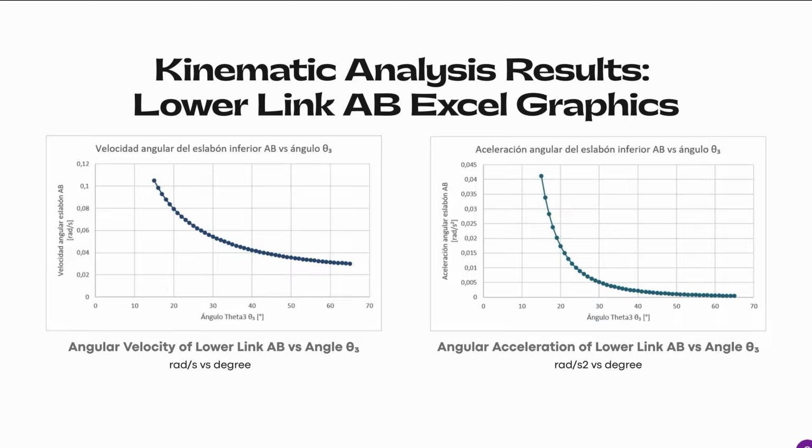On the left graph, we can observe the angular velocity of the link as a function of the angle theta3. The curve starts at its highest point at the lowest angle and decreases consistently as the angle increases. This tells us that the link rotates much faster at the beginning of the lifting process and gradually slows down as the jack extends.